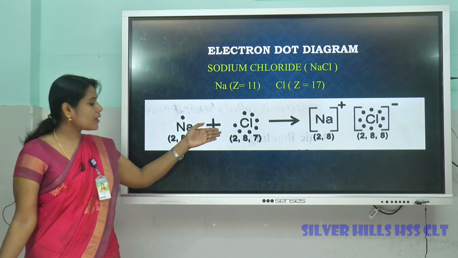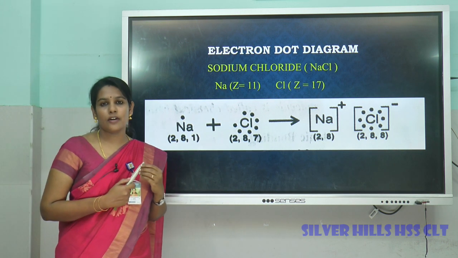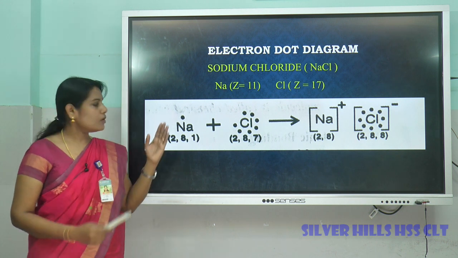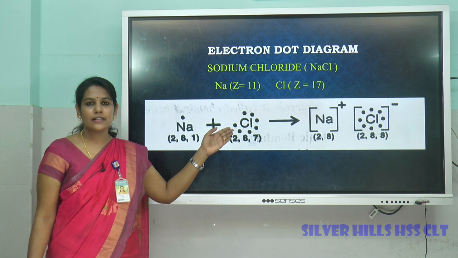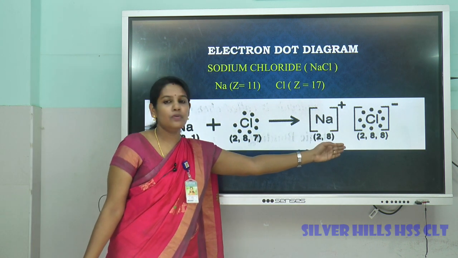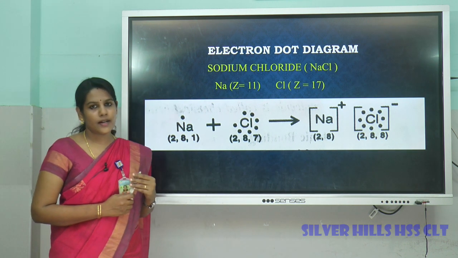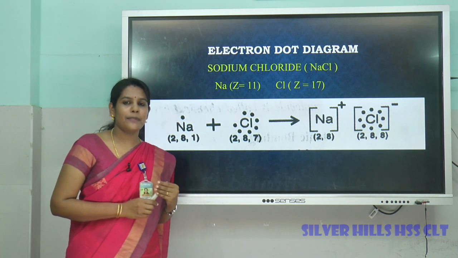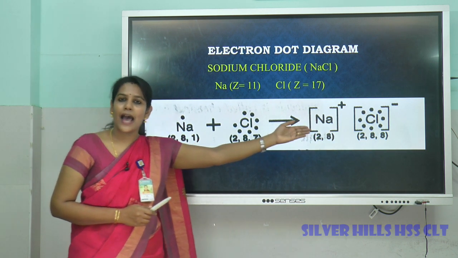And chlorine has 7 electrons in the outermost shell. By gaining one more electron, it attains stability. So, it accepts the electron donated by sodium and it becomes Cl- with a configuration 2, 8, 8. Thus, an ionic bond is formed between sodium and chlorine, and we have two ions here, Na+ and Cl-. Na+ is the cation and Cl- is the anion.